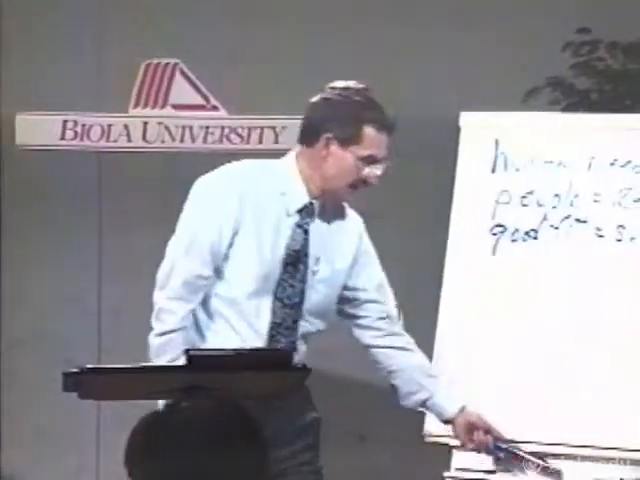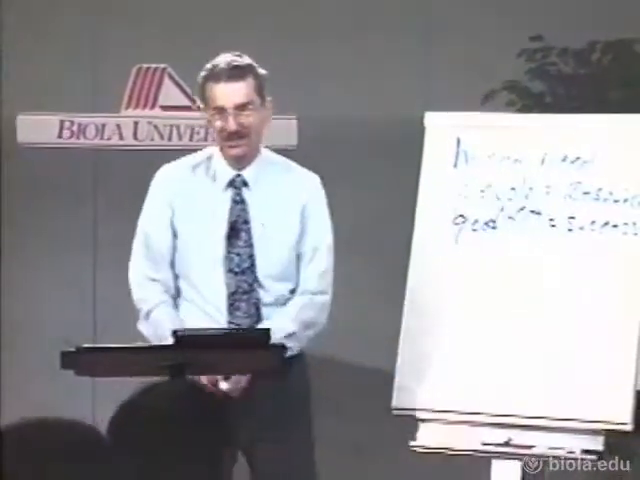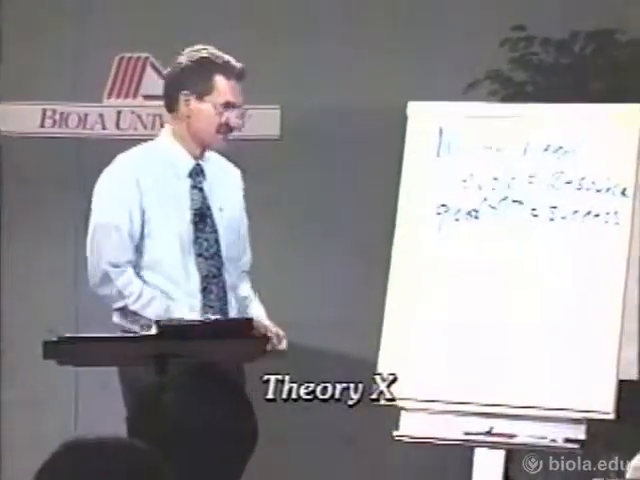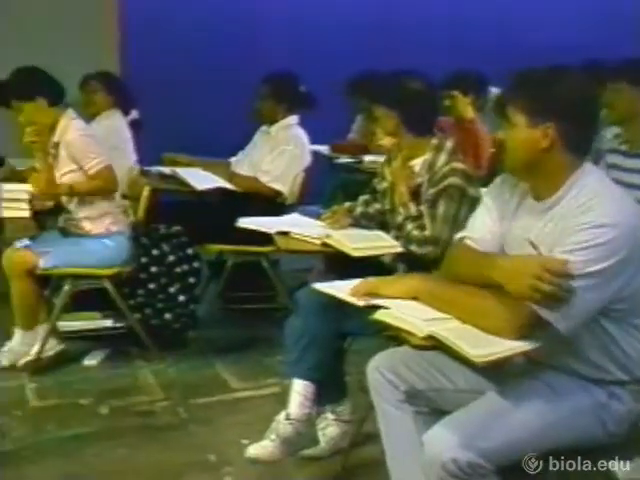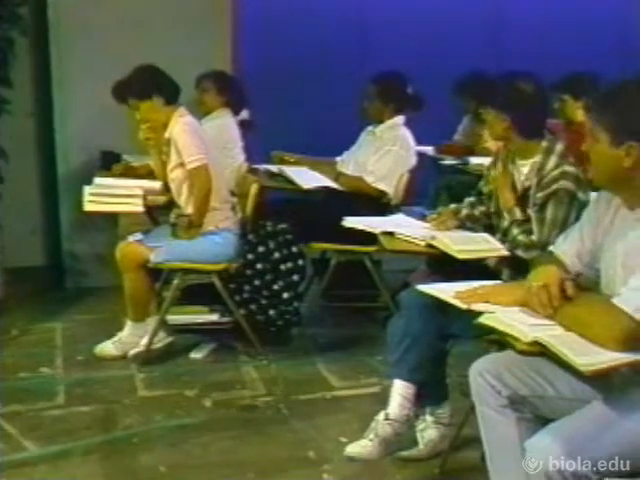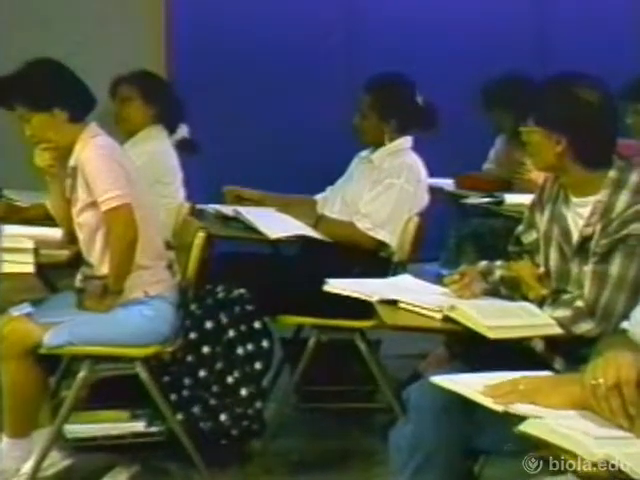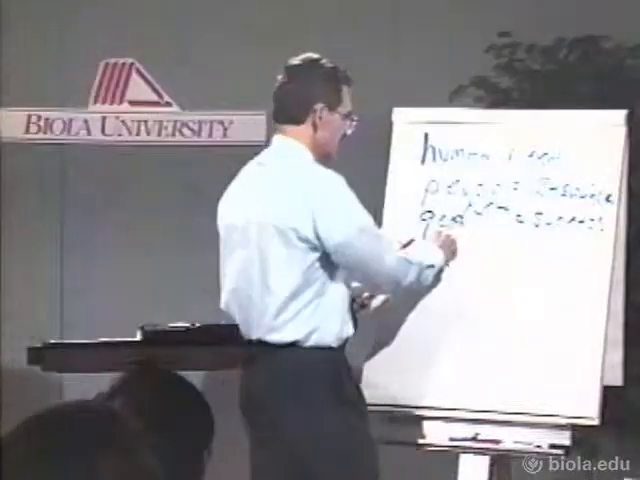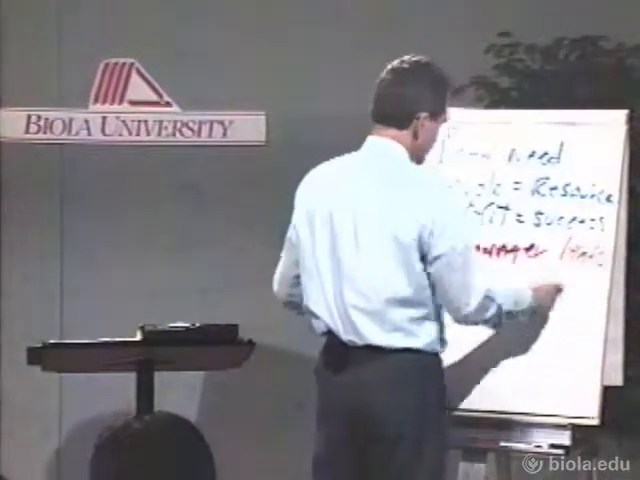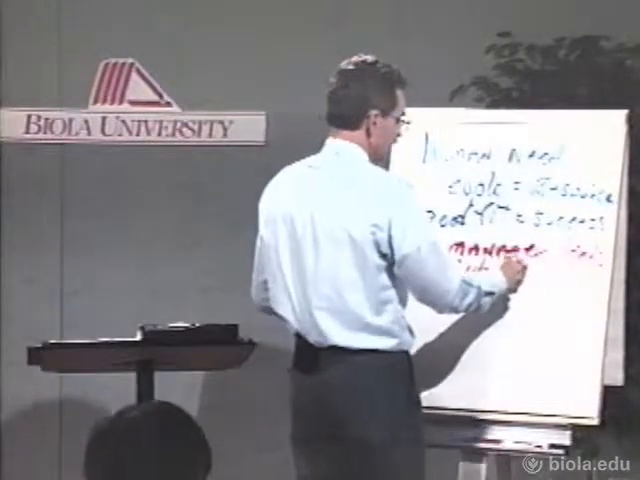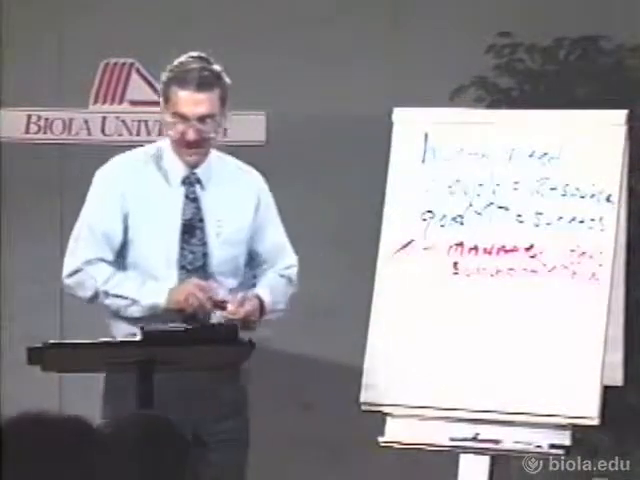Okay, let's move on then. Theory X. What is Theory X? Showing that the manager directly guides or leads the subordinates. Okay, control. The manager leads. Subordinates follow. All right, that's a good summation of it.